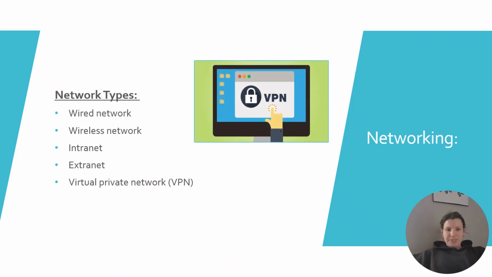Moving into different network types, there's a wired network, which basically sends signals and data through cables. A wireless network sends signals through airwaves. An intranet provides network for use by authorized individuals. An extranet allows outsiders to access some of a company's network resources. A VPN, which is just a virtual private network, is a private secure path.